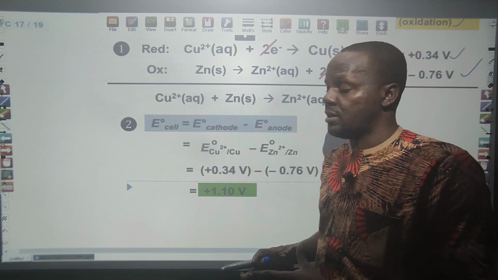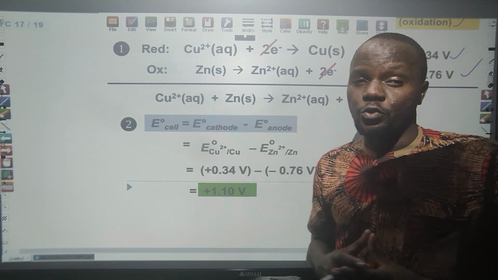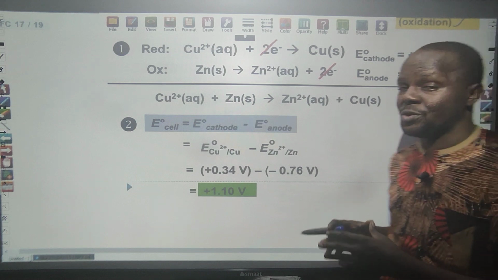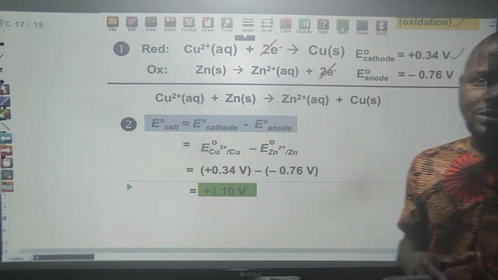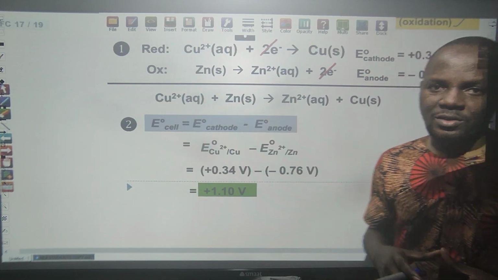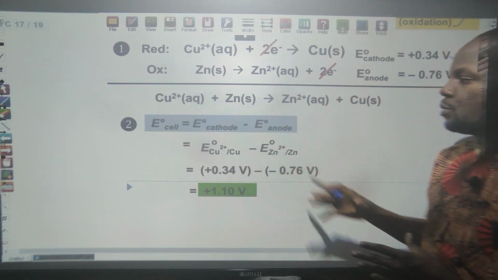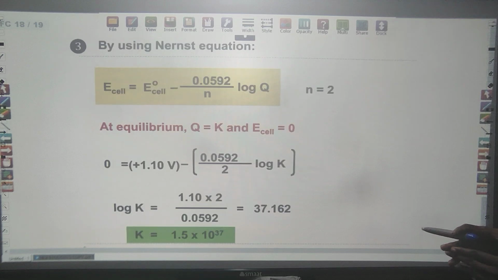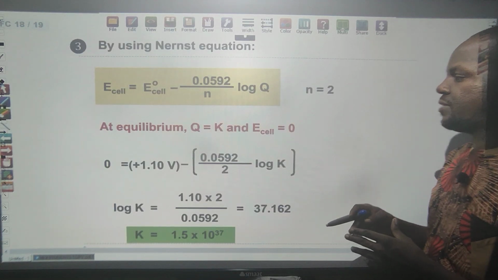The standard E.m.f. of the cell is plus 1.10. But remember, the question asks us to find the nature of the cell. Is it spontaneous? Is it at equilibrium, and so on and so forth? Then admin will take us to the last slide to see this. I think we have one more slide. Yes. Now to get the final answer.